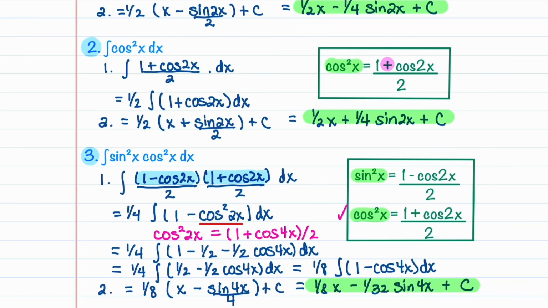The key to these problems is to keep using the identity until there is no squared term left in the integral.